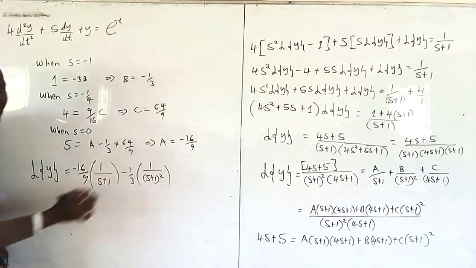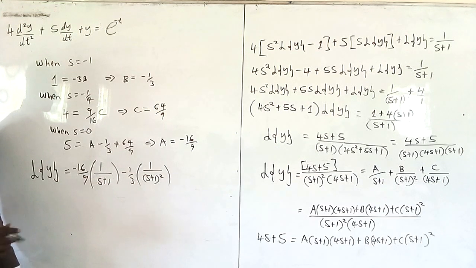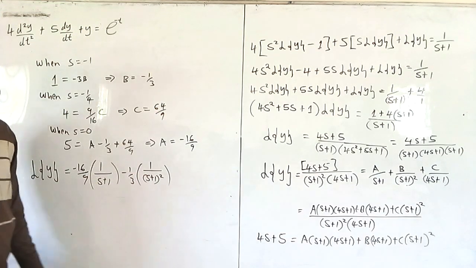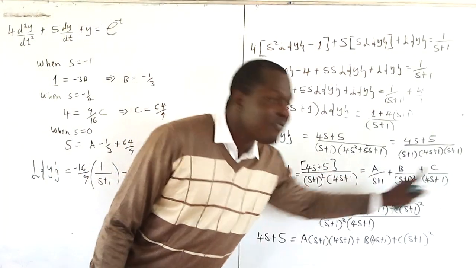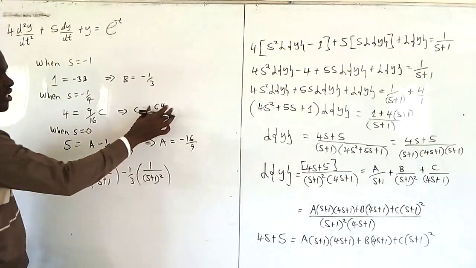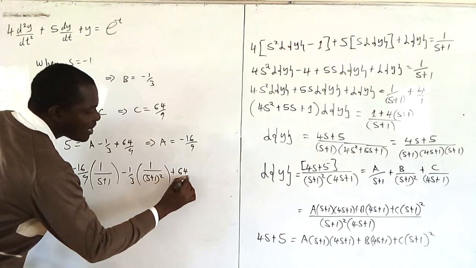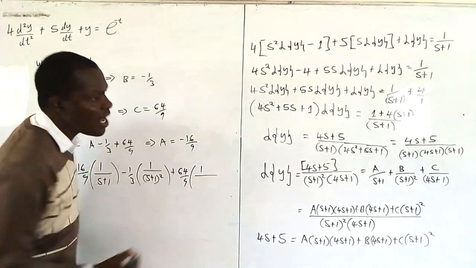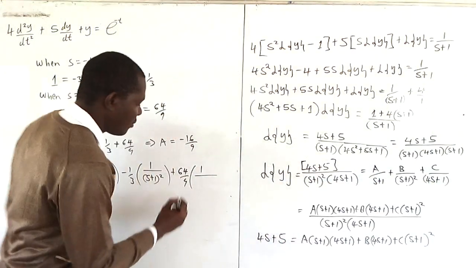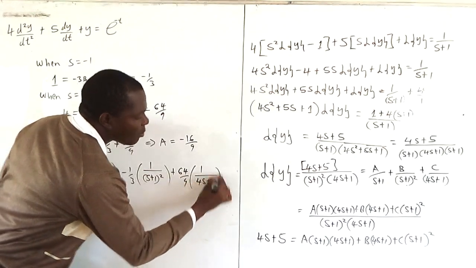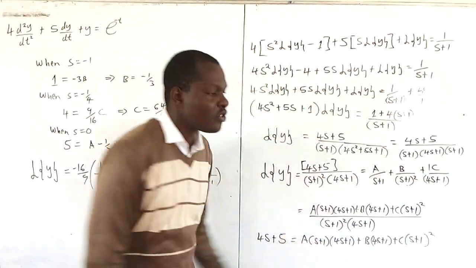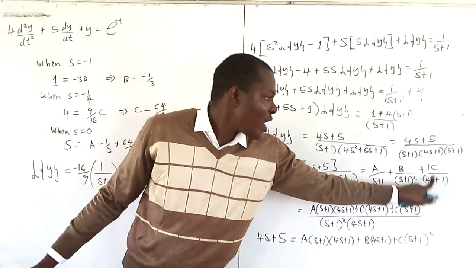Meaning you factorize that one outside the bracket, isn't it? We are now ignoring those steps. Then you move to the next one: C over 4s plus 1, and C is what? Plus 64 over 9. Then in the bracket we have 1 over 4s plus 1. Remember, this is 1c, so you have factorized c outside. You remain with 1 over 4s plus 1.